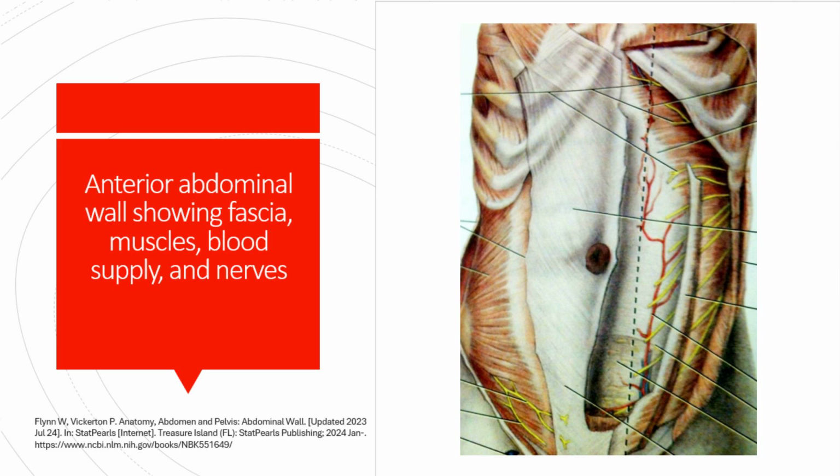The blood supply to the anterior abdominal wall includes the superior epigastric artery, a branch of the internal thoracic artery, and the inferior epigastric artery, a branch of the external iliac artery. The innervation of the anterior abdominal wall muscles primarily comes from the thoracoabdominal nerves, T7 to T11, which supply most of the anterolateral abdominal muscles. The iliohypogastric and ilioinguinal nerves supply lower fibers of internal oblique and transversus abdominis.